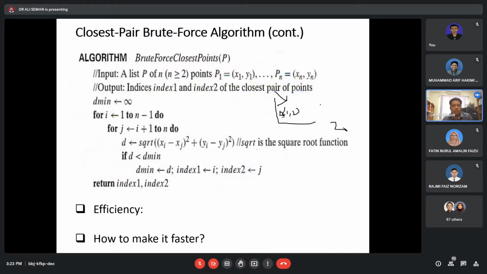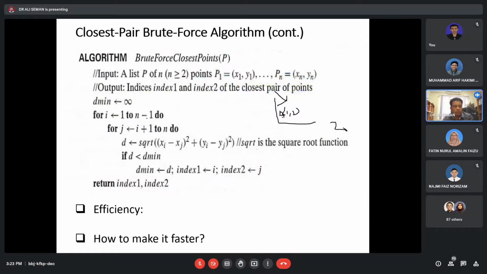So this is the output. We return the index, actually two indices that represent the closest pair of points. We have d min, and we put the maximum, infinity, here.